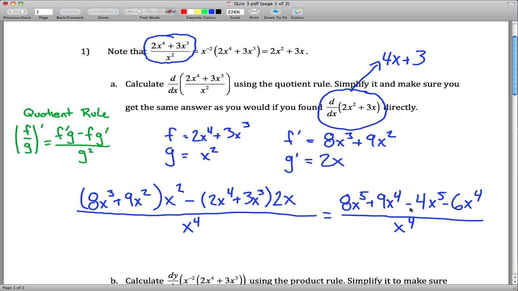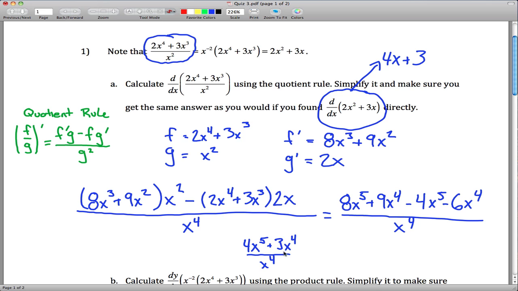So we've got 8x to the 5th minus 4x to the 5th. 8 minus 4 is 4. 9x to the 4th minus 6x to the 4th. 9 minus 6 is 3. And that's divided by x to the 4th.